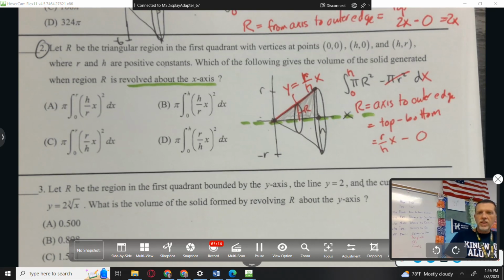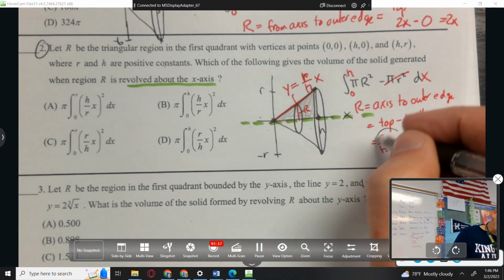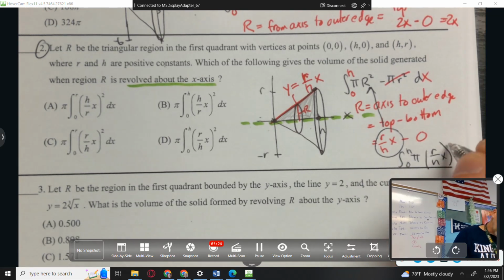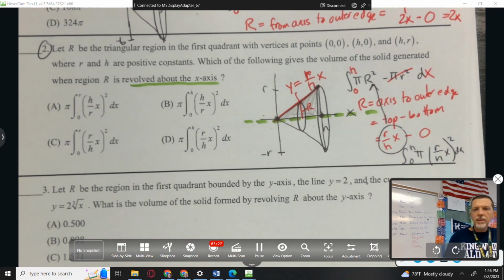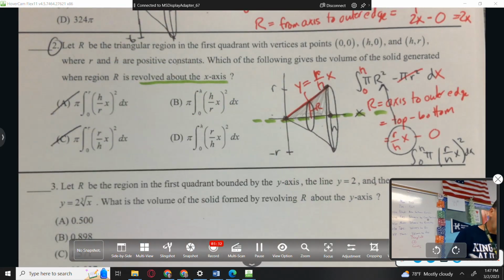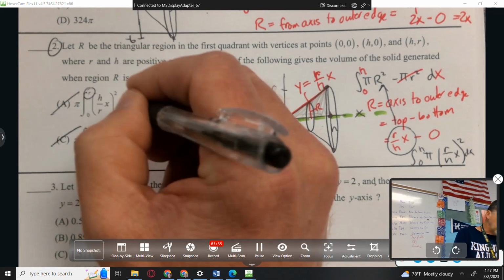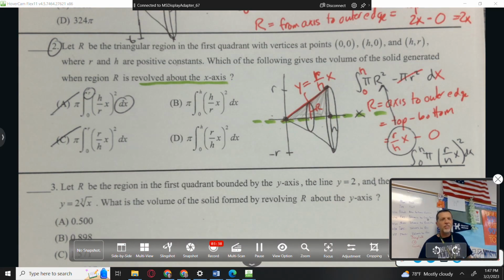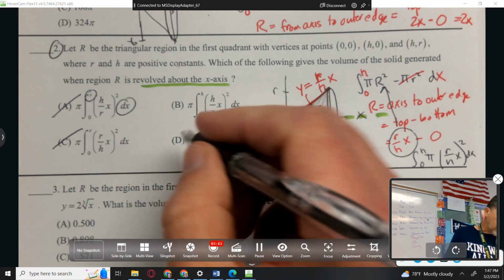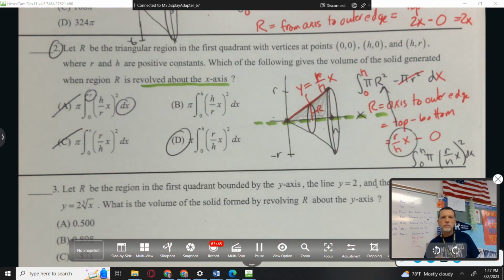So there's my R. So when I plug that in for R, pi times the integral from 0 to H of R over H x squared dx. And some of you were crossing these out as we went. Like, there's no way it could be 0 to r and dx. Those don't match, so that's out. Then it's just a matter of the slope is y over x. All right. Feeling a little better about these?